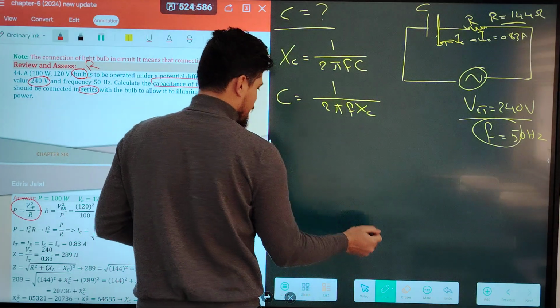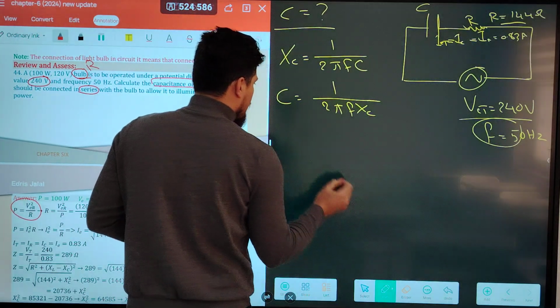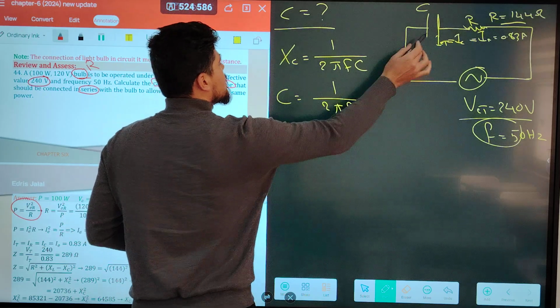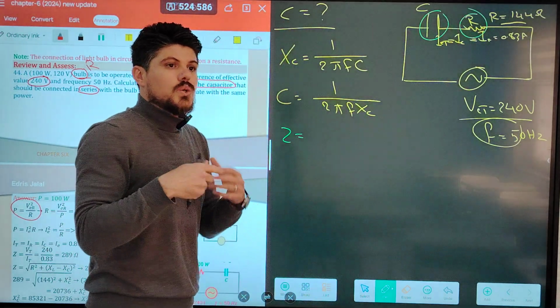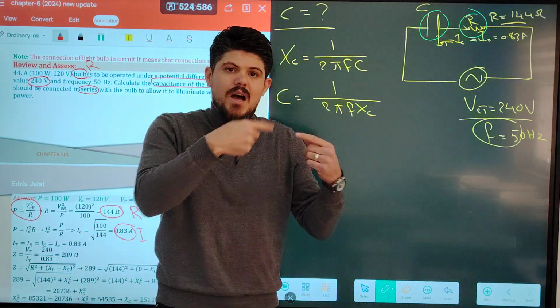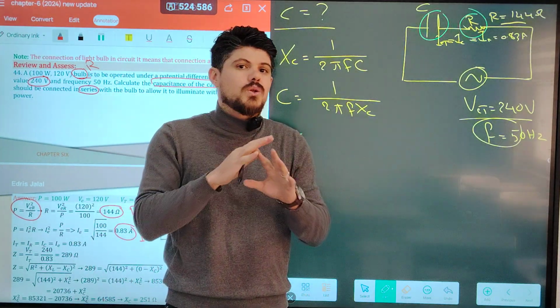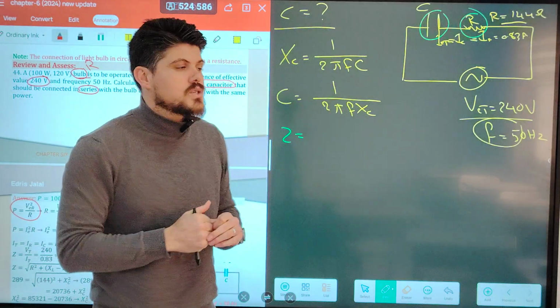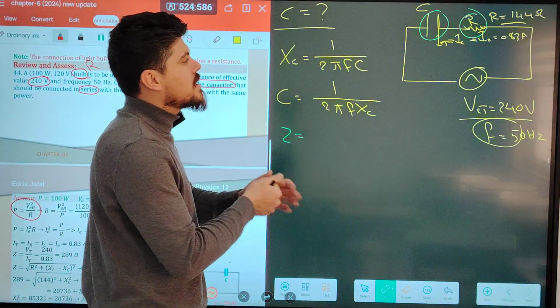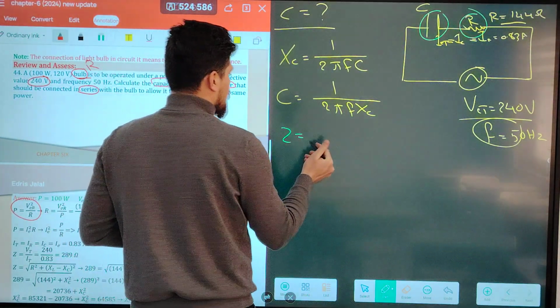The total impedance, guys, look. Z is equal to what? In this circuit, what do we have? We have capacitance and resistance. Do we have inductance? No. Do we have a coil? No, we don't have a coil. We don't have XL, VL, or IL. So we have to remove XL, VL, and IL in all equations.